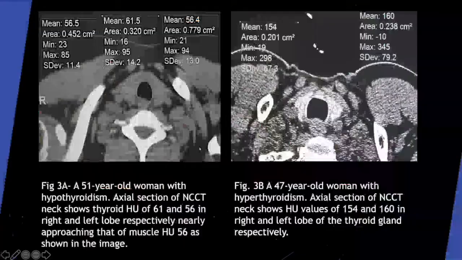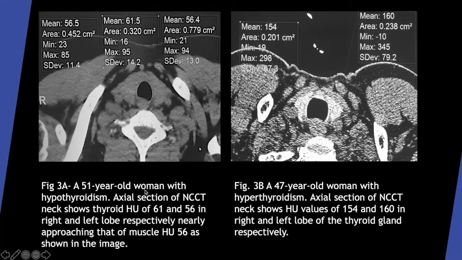This is an example. On the left is a 51-year-old woman with hypothyroidism, and this is a 47-year-old woman with hyperthyroidism. You can see in hypothyroidism, the mean HU value on a plain CT is very low, while in hyperthyroidism it is very high. In hypothyroidism it almost approaches the attenuation of the muscle.